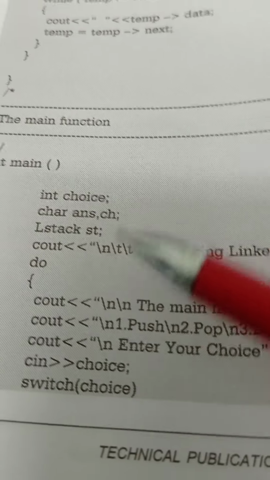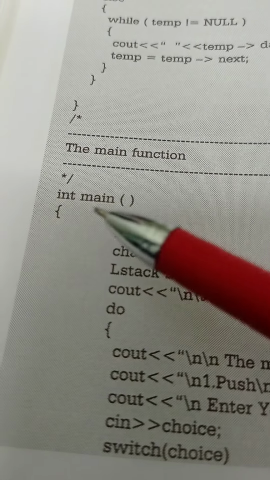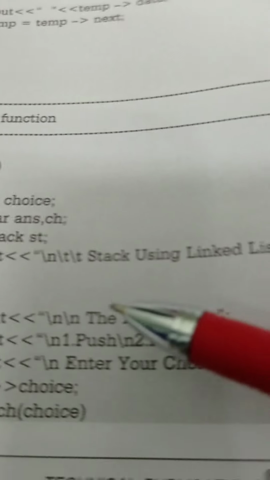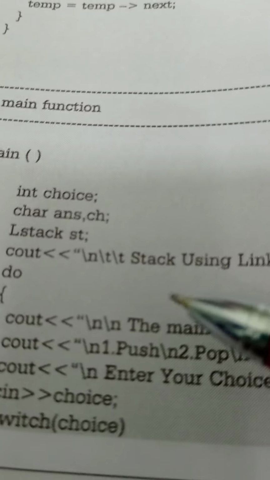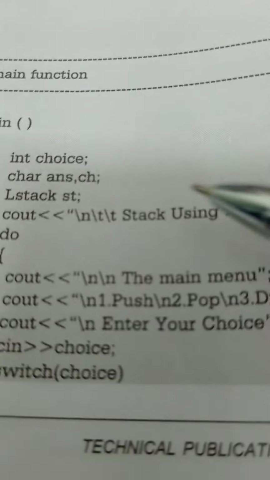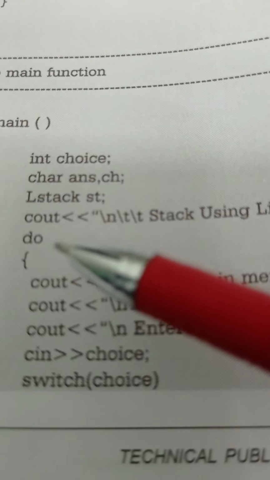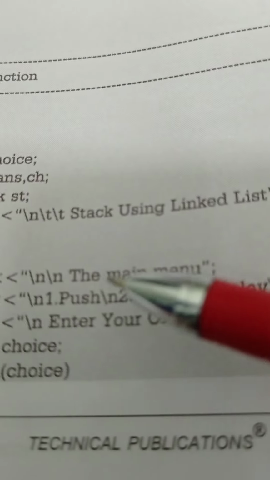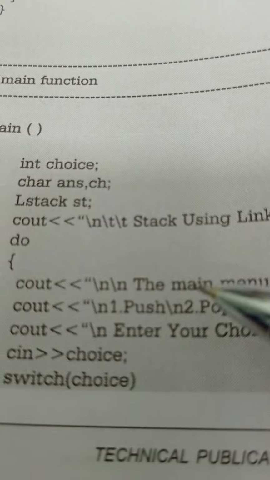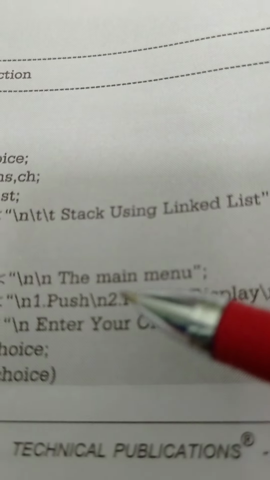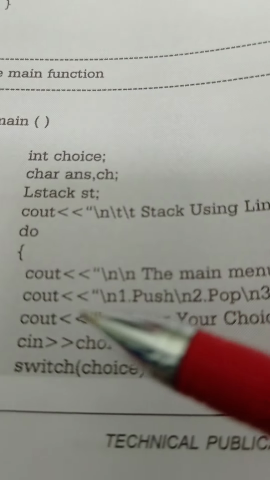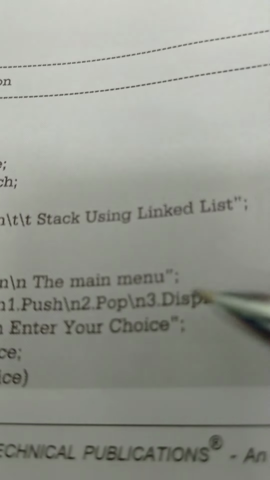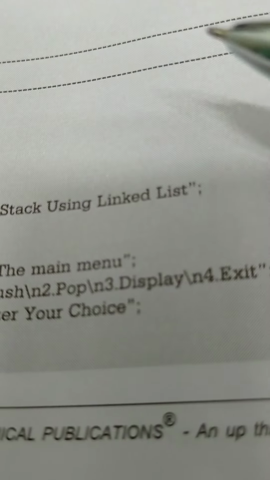Next, it is the main program. Int main, the program starts here. Then cout stack using linked list. This is the program stack using linked list. Then here we use a do while loop. In that loop we will mention cout the main menu. When we execute the program, at that time it will display the main menu. In that we'll display: first operation is push, second is pop, third one is display, fourth one is exit.